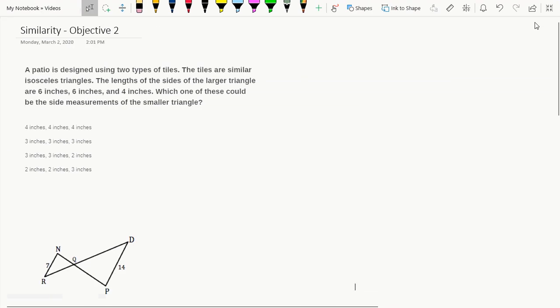We've got video for Similarity Objective 2. I'm going to try and go through these quick. I'll give you some examples as I go.